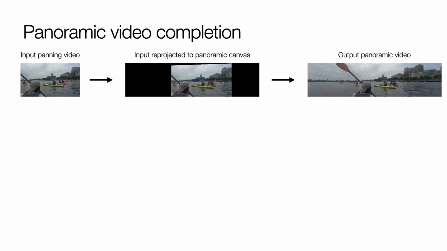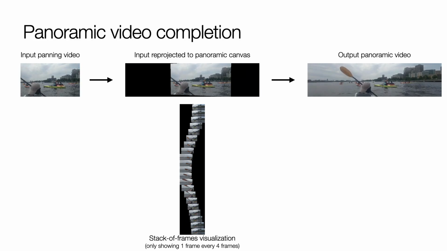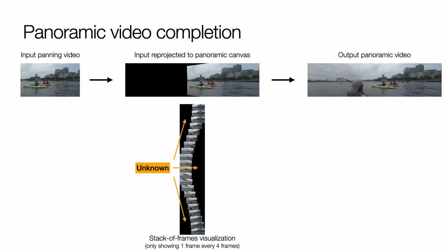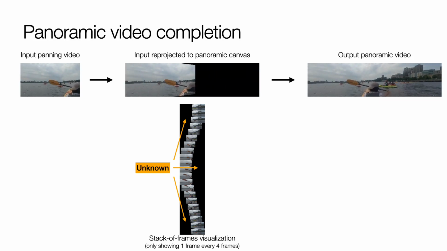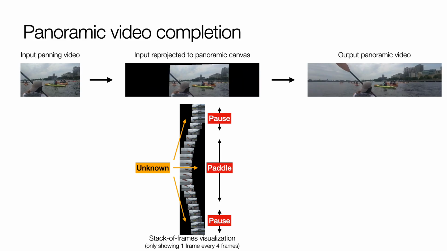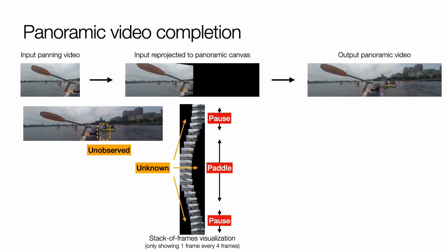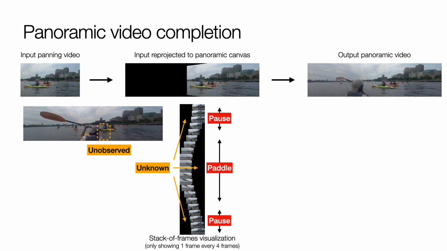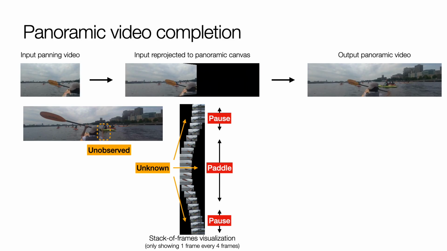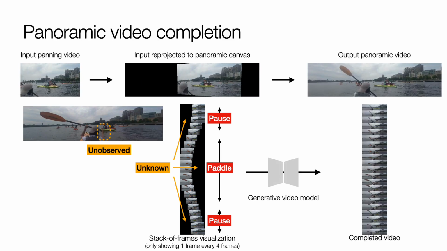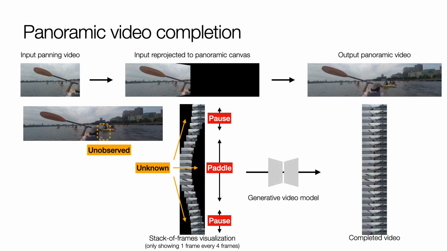full panoramic video. This task is challenging since in a typical capture, the unknown region can outnumber the known region in pixels, and we might need to complete transient motions or content unobserved throughout the video, which would require a strong video prior. In this work, we use a generative video model as the strong prior to complete panoramic videos consistently.